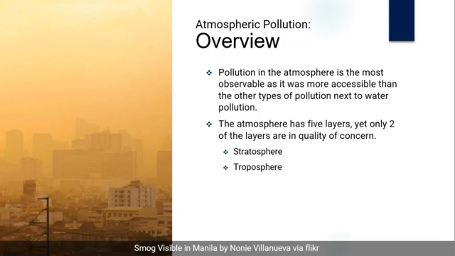Although the atmosphere has 5 layers, only 2 of those layers are of concern in terms of quality. Those 2 are the stratosphere and the troposphere. Because the presentation of pollution is mostly driven by fear and visual observations, such as smoke blowing from factories, smog in skylines, as in the picture on the left, and smoke coming from old cars.